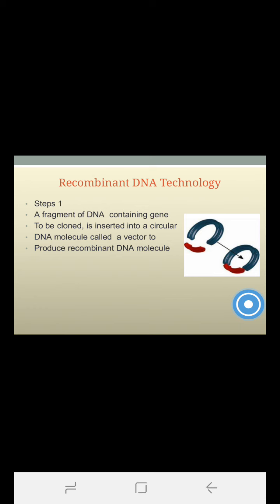So in this technology, the first step is the generation of the desired gene fragment or DNA fragment. In this step, we can get the desired gene fragment or DNA fragment from two sources. The first source is called a genomic library, and the second one is called a cDNA library.